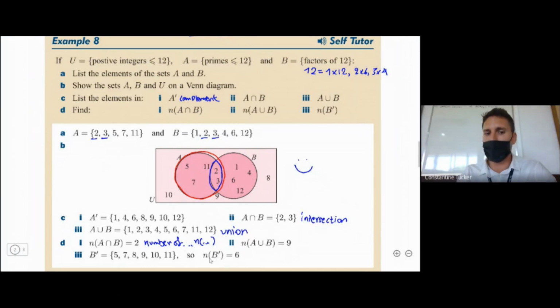Boom. Okay, and now n of B dash, and I think I'm going to end with this one. The number of elements in the complement of B. So outside B. That would be 1, 2, 3, 4, 5, 6. So 6 numbers. And that's pretty much it.